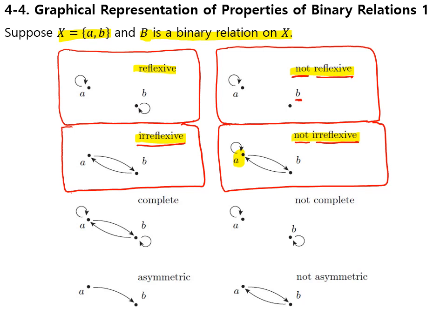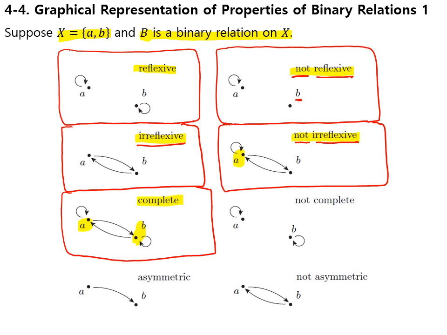Now, consider this picture here. This relation represents a complete relation. When a relation is complete, that basically says for every pair of alternatives x and y, either x bears the relation to y or y bears the relation to x. And we can see here that there are two elements, A and B.